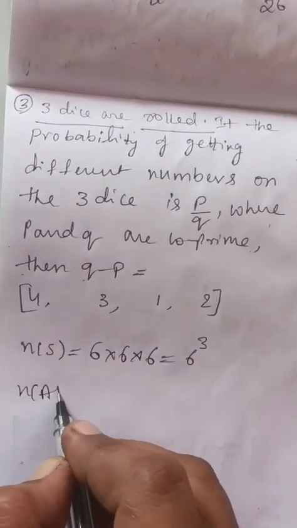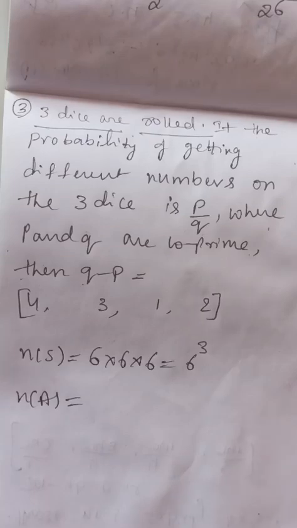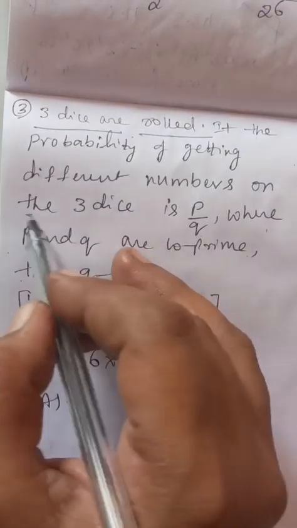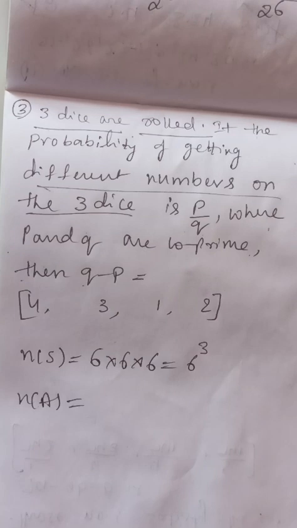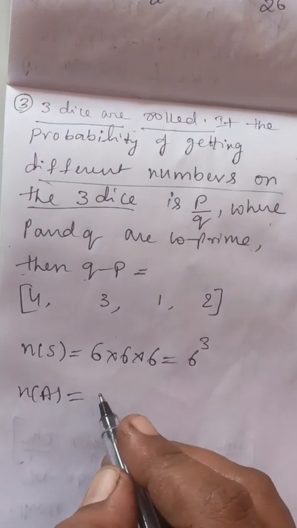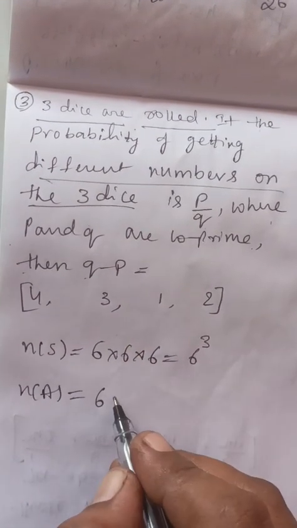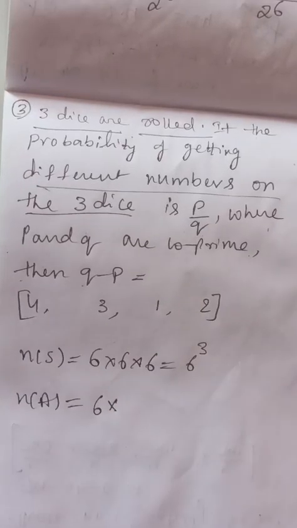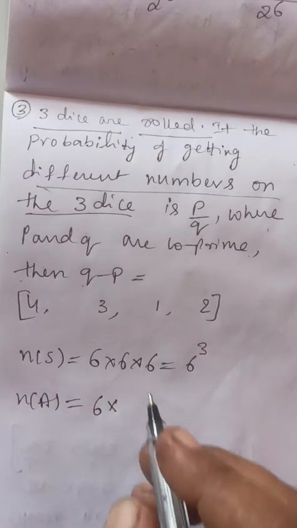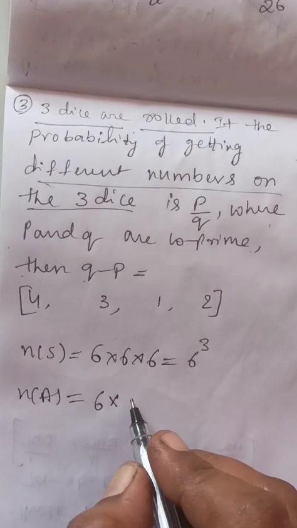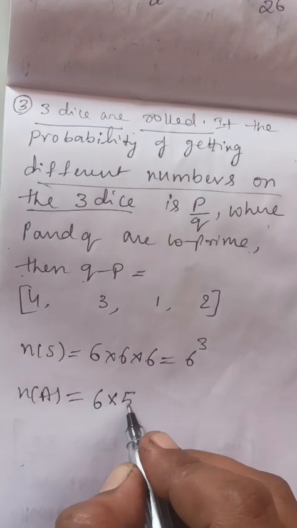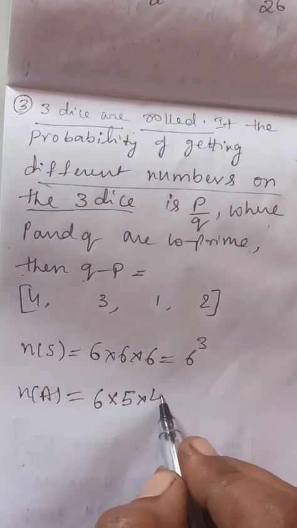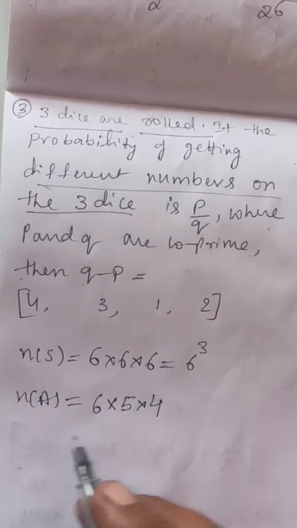And N of A is the number of ways of getting different numbers on 3 dice. So suppose you get any number on the first die, on the second die we should not get the same number which we got on the first die. So the second die has only 5 chances and the third die only 4 chances. So this is N of A.